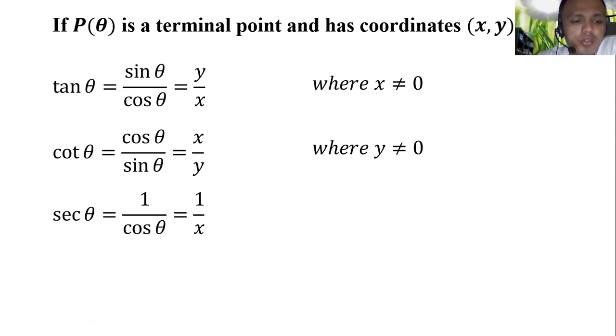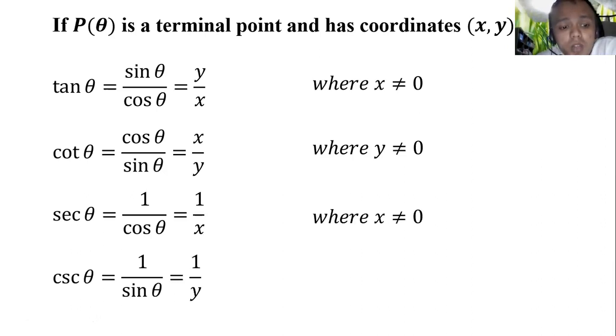Then for secant theta is equal to 1 over cosine theta or 1 over x, wherein your x again here is not equal to 0. For cosecant theta naman, we have 1 over sine theta or equal to 1 over y, wherein yung y natin is not equal to 0 ulit.